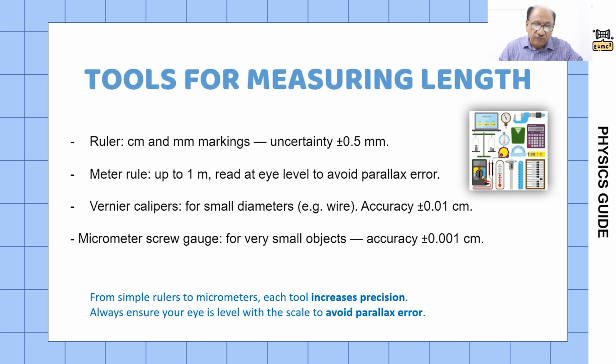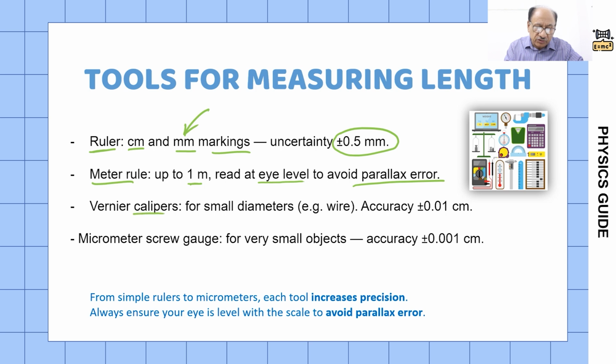Then we are using different tools for measurement. For measuring length, we are using a ruler, with centimeter and millimeter marks, and keep in mind the uncertainty is plus minus 0.5 millimeter if our smallest measurement is a millimeter. Then a meter rule up to 1 meter, and read at eye level to avoid parallax. So at eye level we are taking the measurements.